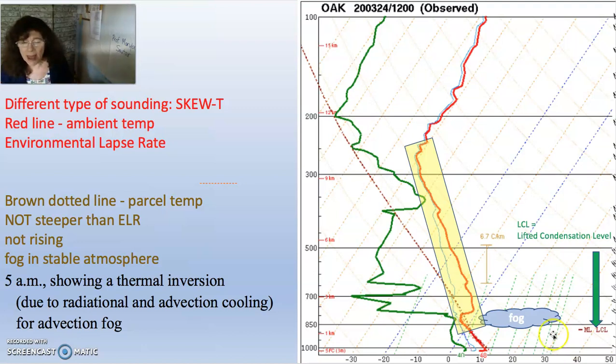So we have a balloon that's going up, and it has been released at approximately 12 degrees Celsius, about 48 degrees Fahrenheit here. And so you see that the red line and the brown dotted line start together, right? Because the parcel is just surface air at the same temperature. And then you see the lifted condensation of the convection of this working up into the atmosphere.